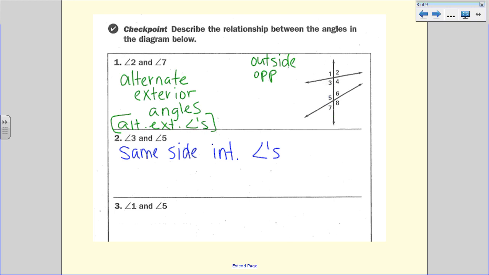Angle 1 and angle 5. Well, now they're on the same side, but one is inside and one is outside. So when I look a little bit closer, what I actually see is 1 is above and to the left, 5 is above and to the left. This is what we call corresponding. And if you abbreviate that, corresponding angles.